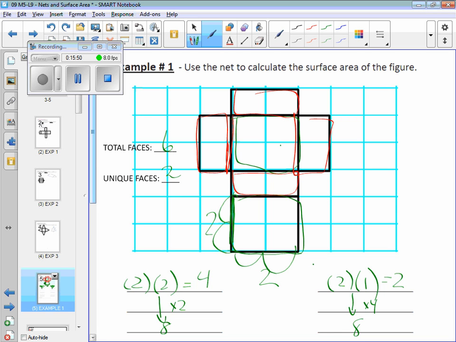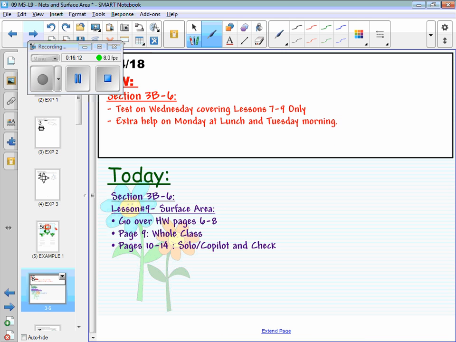So what's the total? 16. Here's how you check. Count all the boxes inside the shape. What do you get? 16. So this is 16 square units. Okay? Next shape.